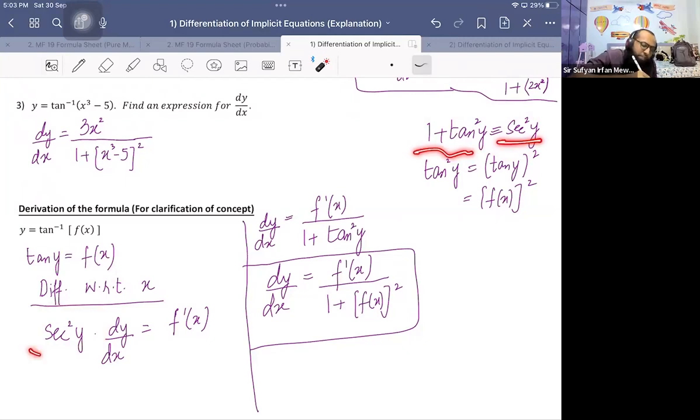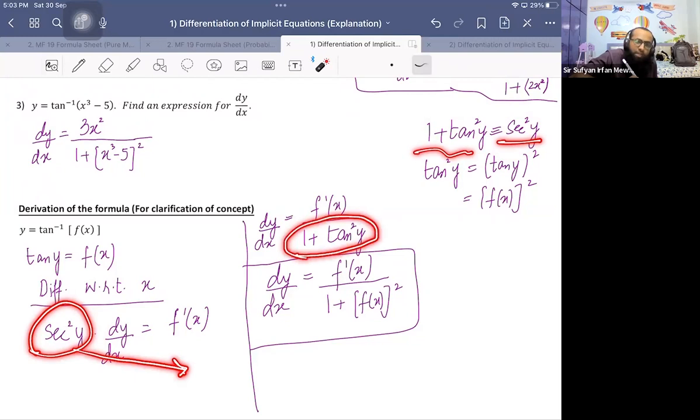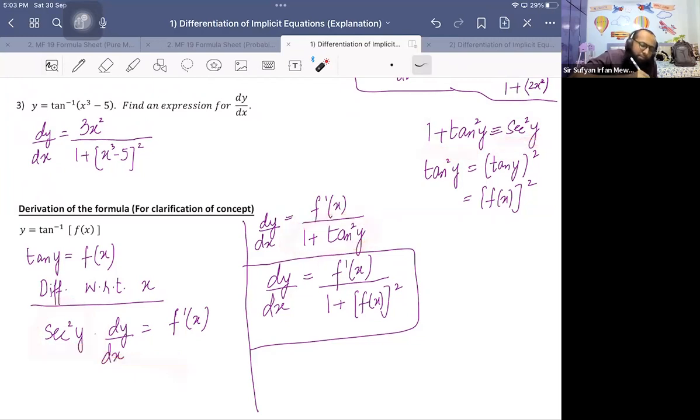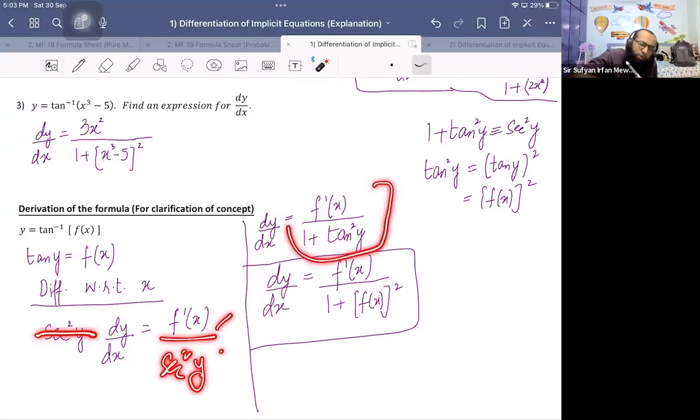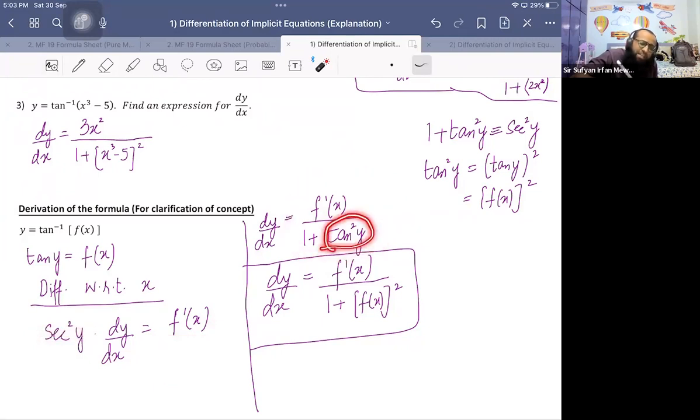So I've taken sec squared y to that side, but in place of sec squared y, I've written 1 plus tan squared y using the trigonometric identity. So f'(x) upon sec squared y becomes f'(x) upon 1 plus tan squared y, right? And then we know that tan squared y means tan y whole squared.